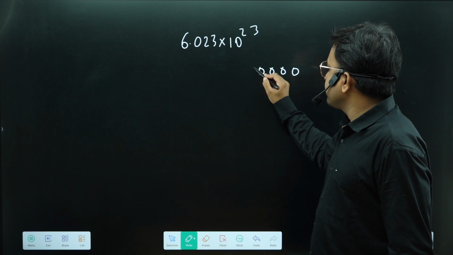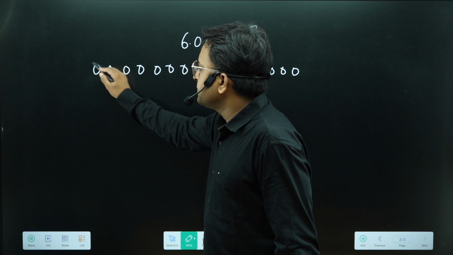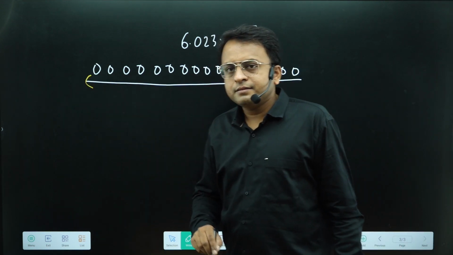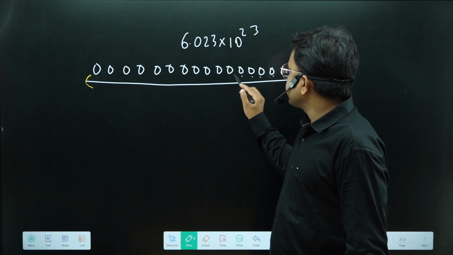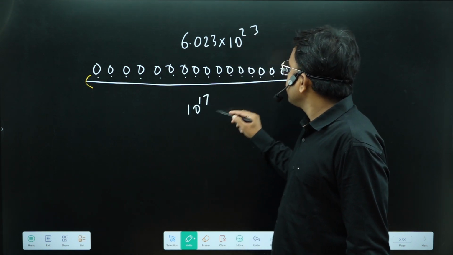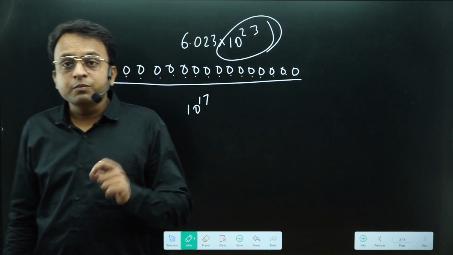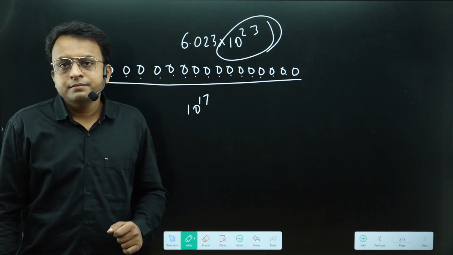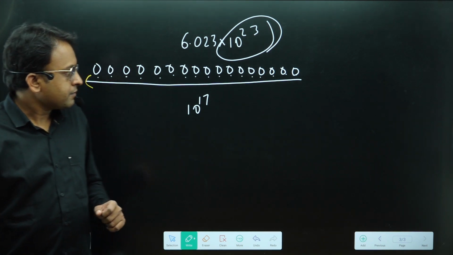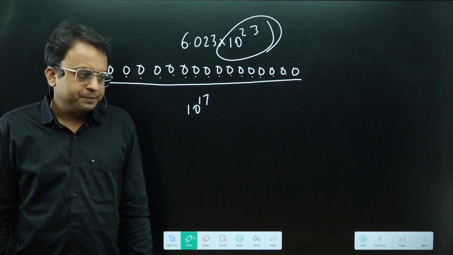Ones, tens, hundreds, thousand, 10,000, lakh, 10 lakh, crore, 10 crore, arab, 10 arab, kharab, 10 kharab, null and nil. The counting finishes here. 1, 2, 3, 4, 5, 6, 7, 8, 9, 10, 11, 12, 13, 14, 15, 16, 17. Still, 6 zeros are left. The value of 1 mole is very, very large, and atoms and molecules are very small. So, the value of 1 mole is 6.023 into 10 raised to the power 23.